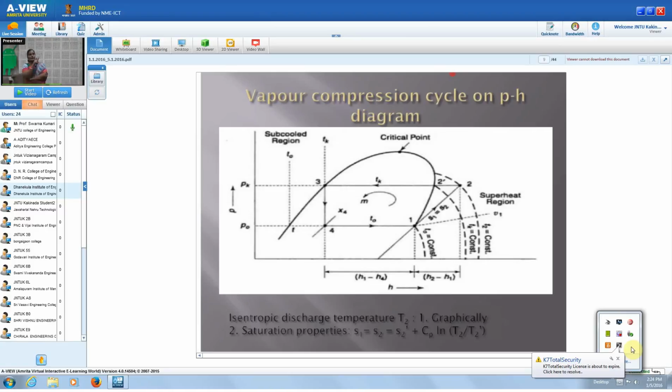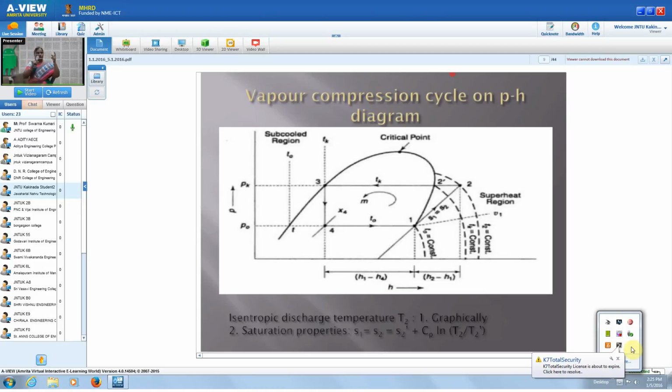So here 2 is nothing but the discharge condition for the compressor. So you can find out T2 or H2. You can find out H2 directly from the pH chart, or otherwise by equating the entropy at 1. Entropy at 1 can be directly seen from the refrigerant tables. After finding the superheating temperature at 2, you can find out the enthalpy at 2. So S1 should be equated to find out the superheating temperature at 2.